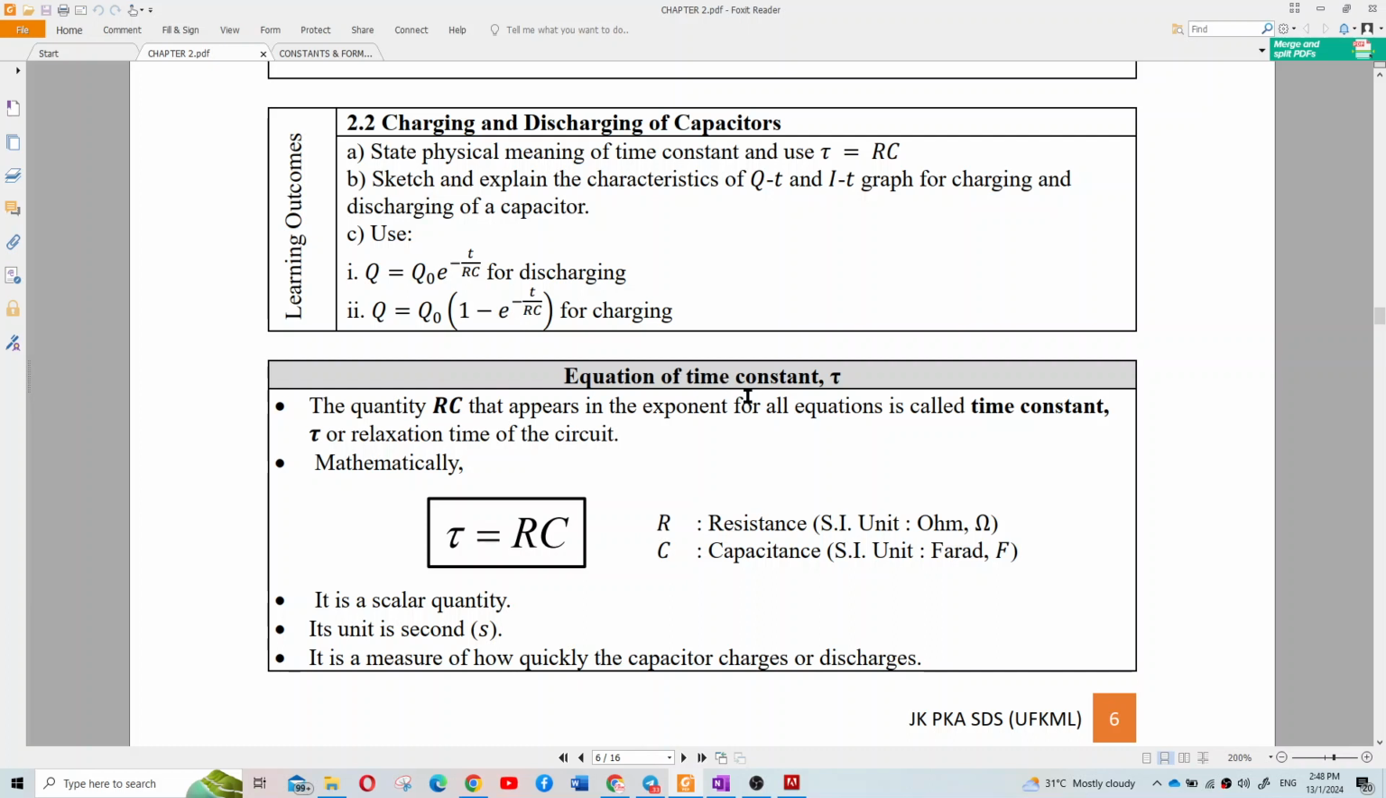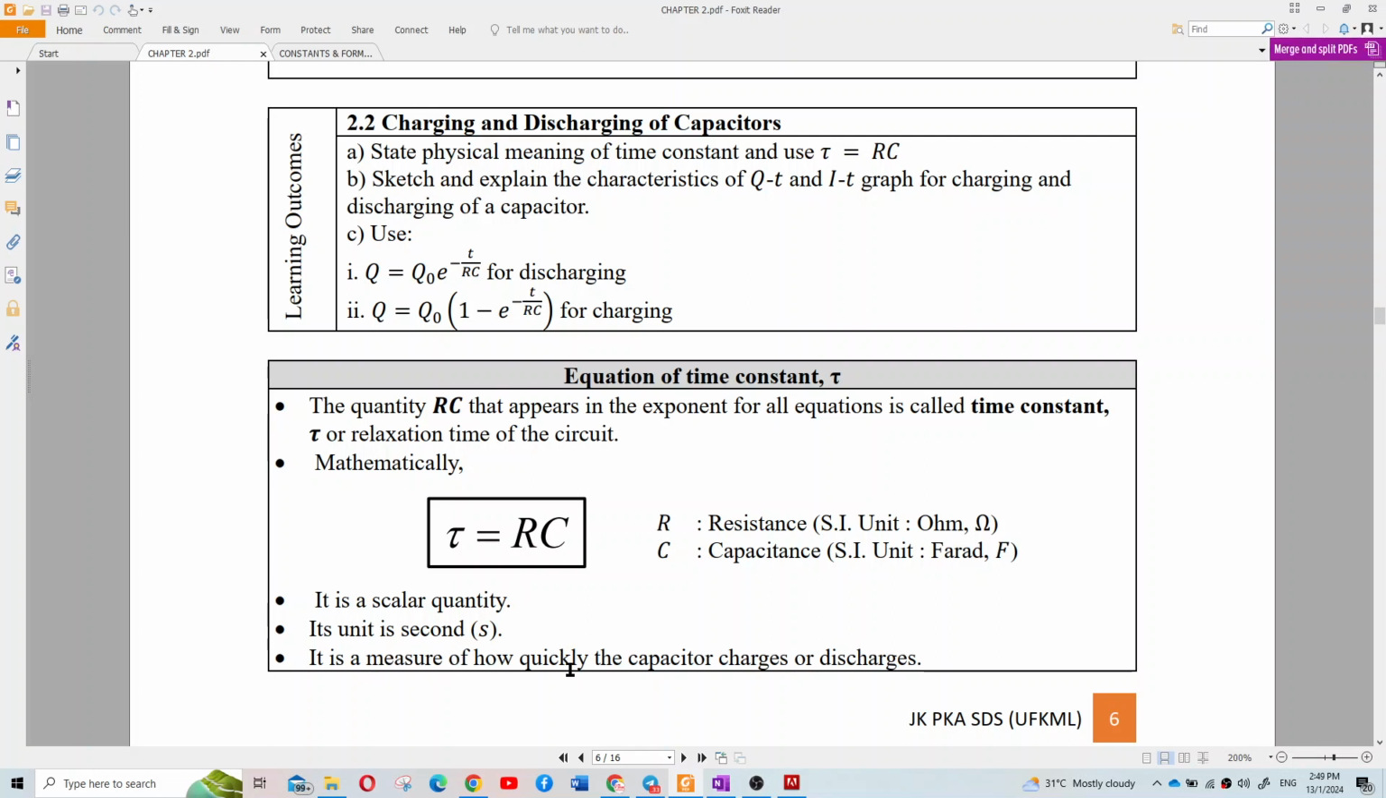So equation of time constant. Very simple, it is equal to RC. The quantity RC appears in the exponent of all equations, and is called the time constant. Symbol tau, or relaxation time of the circuit. Time constant is a time, so the unit is second. It's a scalar quantity, not a vector.